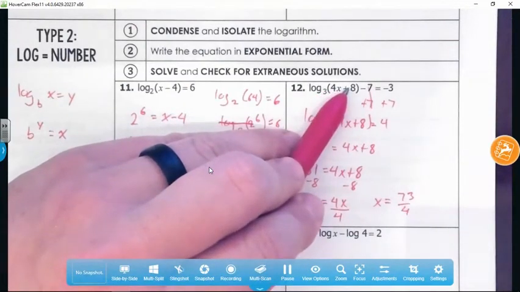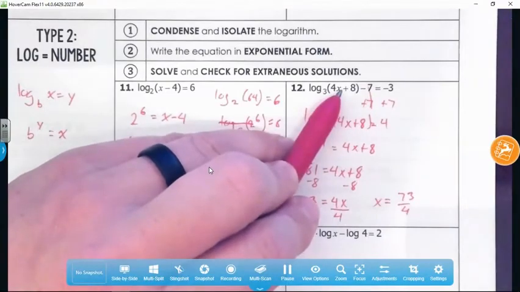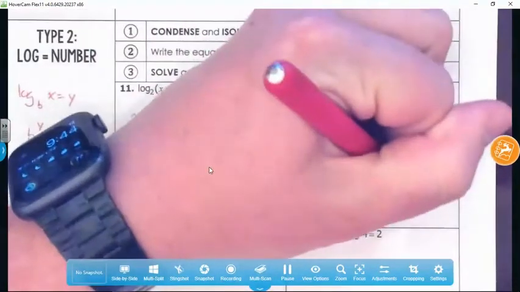Plus 8 gives me 81. Log base 3 of 81 is going to be 4, then minus 7. That's going to end up working out.